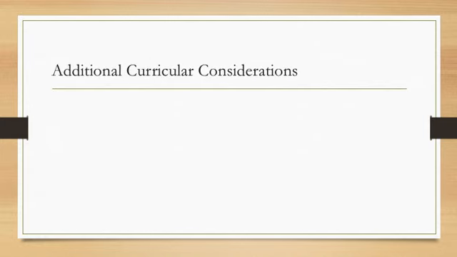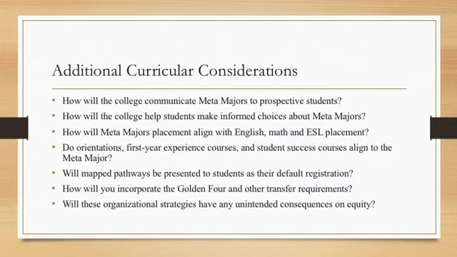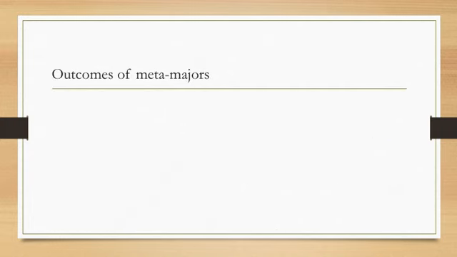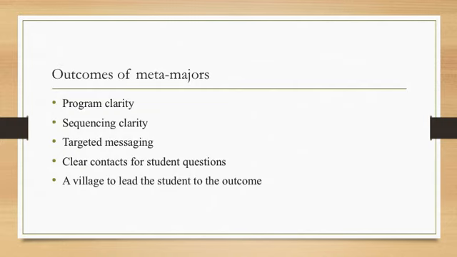Here is a list of some other questions the redesign team may consider as the design is underway. And here are some hoped-for examples of meta major success metrics and outcomes. The remaining slides feature meta major examples from various colleges.